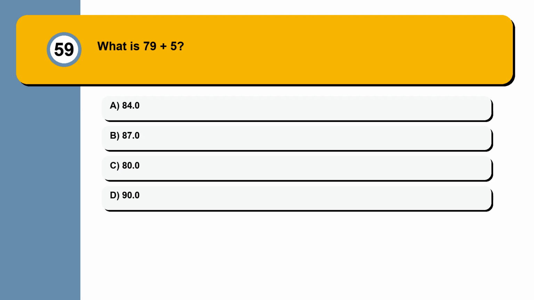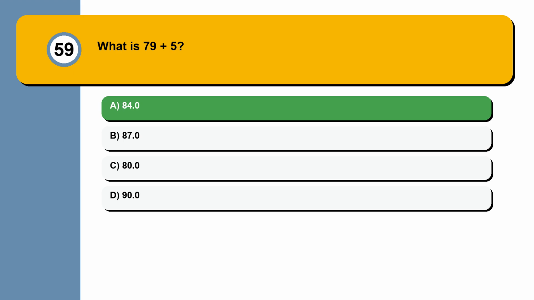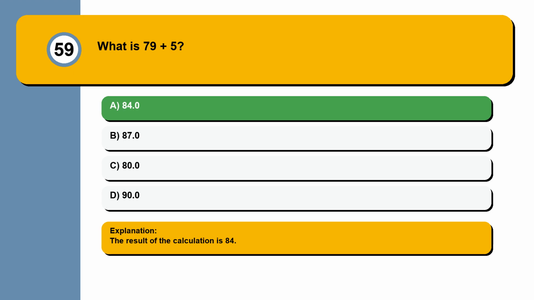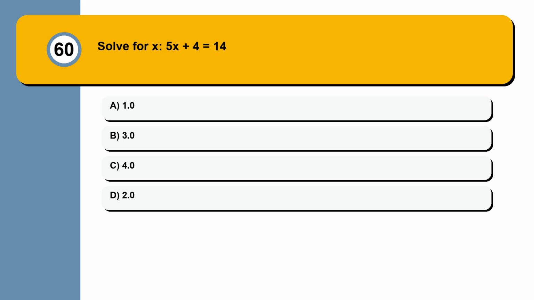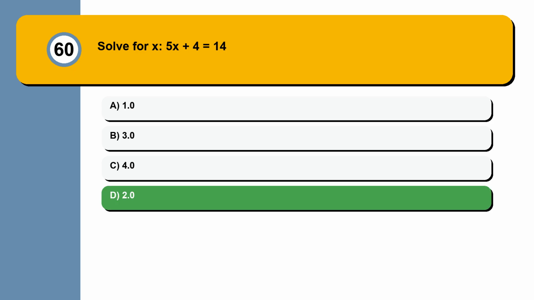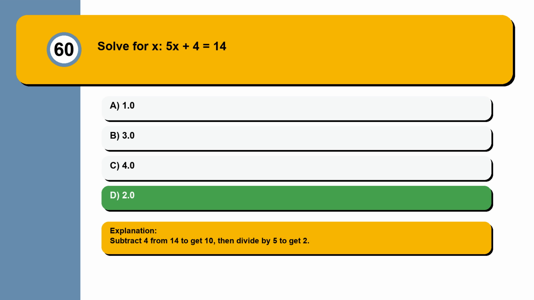Question 59. What is 79 plus 5? 84.0, 87.0, 80.0, 90.0. The result of the calculation is 84. Question 60. Solve for x, 5x plus 4 equals 14. 1.0, 3.0, 4.0, 2.0. Subtract 4 from 14 to get 10, then divide by 5 to get 2.